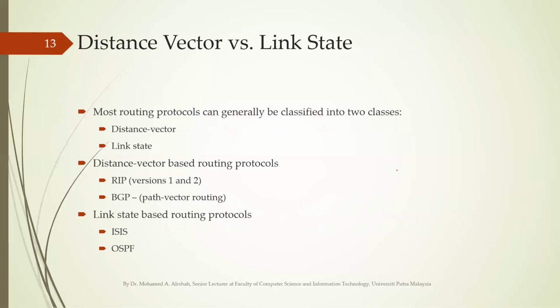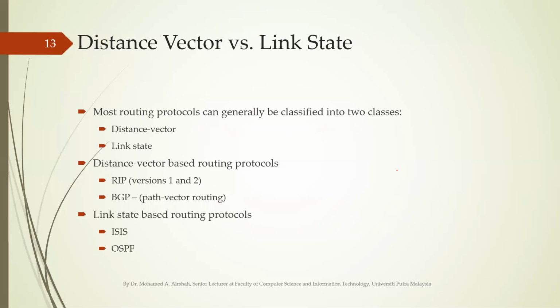DV, distance vector, is shortened as DV, and link state is shortened as LS. So DV versus LS: as we can see here, most routing protocols can generally be classified in two classes, DV and link state. For DV-based routing protocols like RIP, as I mentioned, and also BGP. RIP is based on the hop numbers or hop count, and BGP is based on path vector routing.